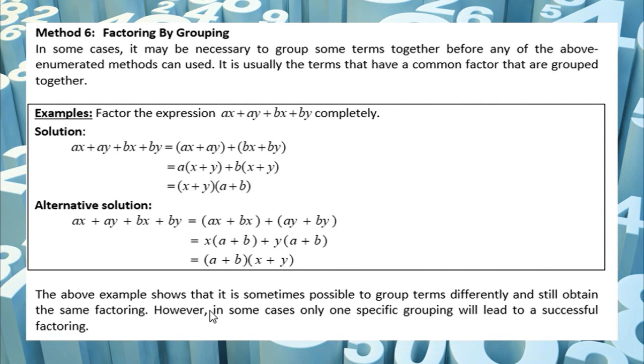The above example shows that it is sometimes possible to group terms differently and still obtain the same factoring. However, in some cases, only one specific grouping will lead to a successful factoring. So, pwede na ito magamit any alternative solution in some cases, pero sa uban pod, isa ra gyud ang pamaagi. So, depende lang gyud sa atong given. So, that is all about polynomials.